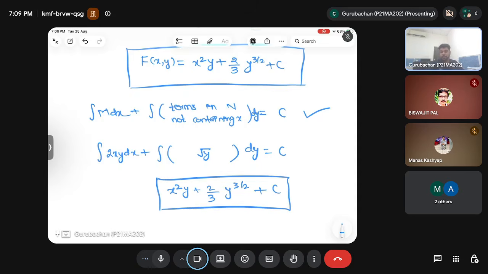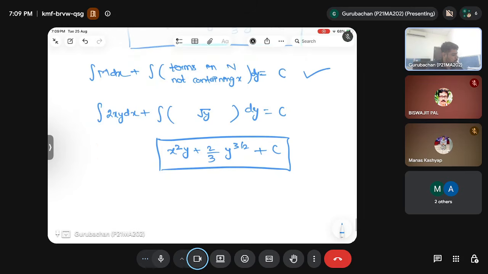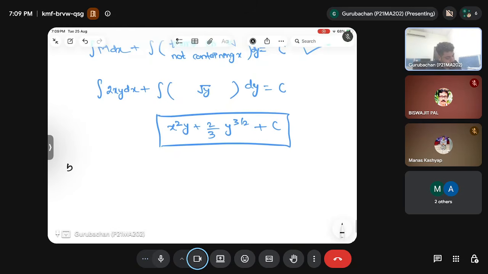Is it clear? Now, it is not always possible to solve the differential equation, or the differential equation is in the exact form. So okay, let me give you one more form of this exact differential equation.